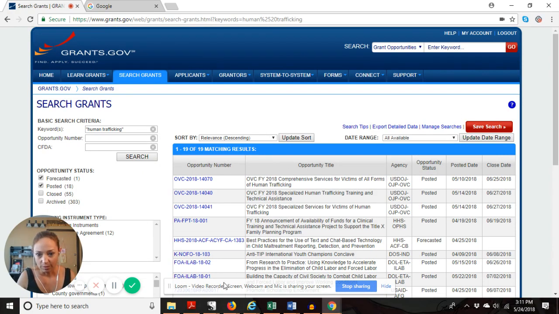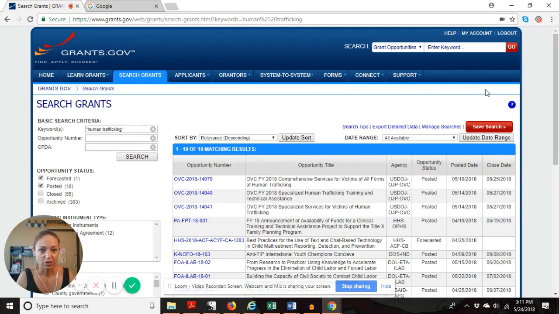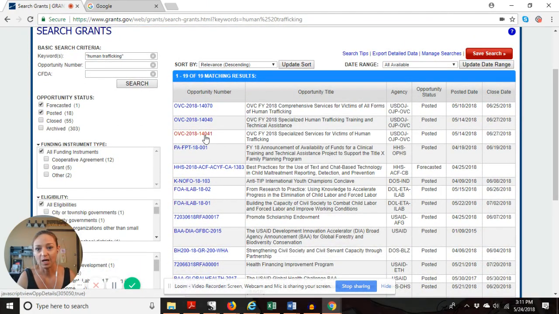So let me check the one, because I already kind of downloaded this, specialized services. So let's see, I'm going to pop up the one, specialized services. So this one here, you have the opportunity number on the left that is a hyperlink, and that's what you're going to click on. So why am I looking here?